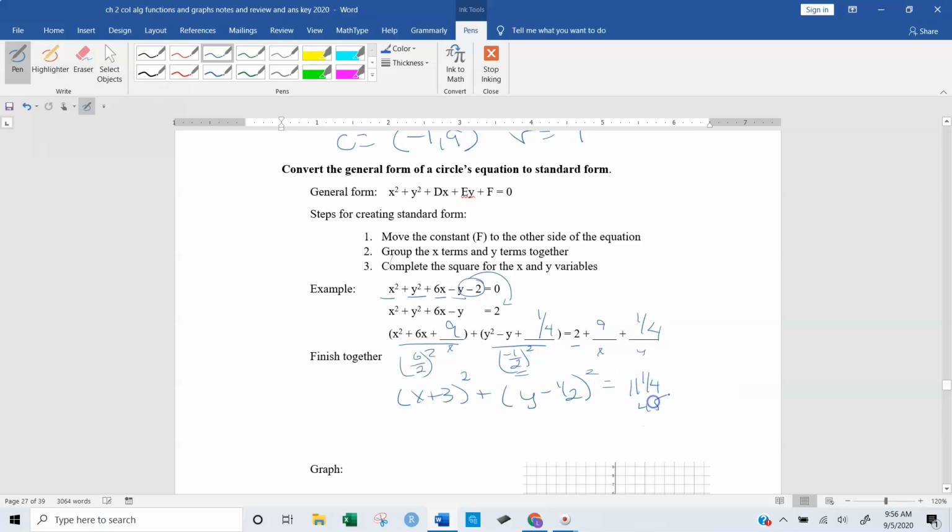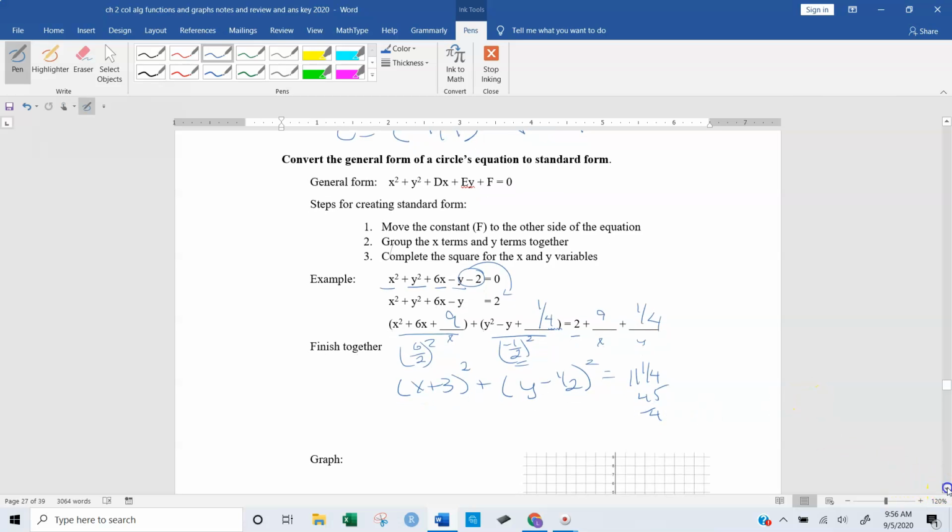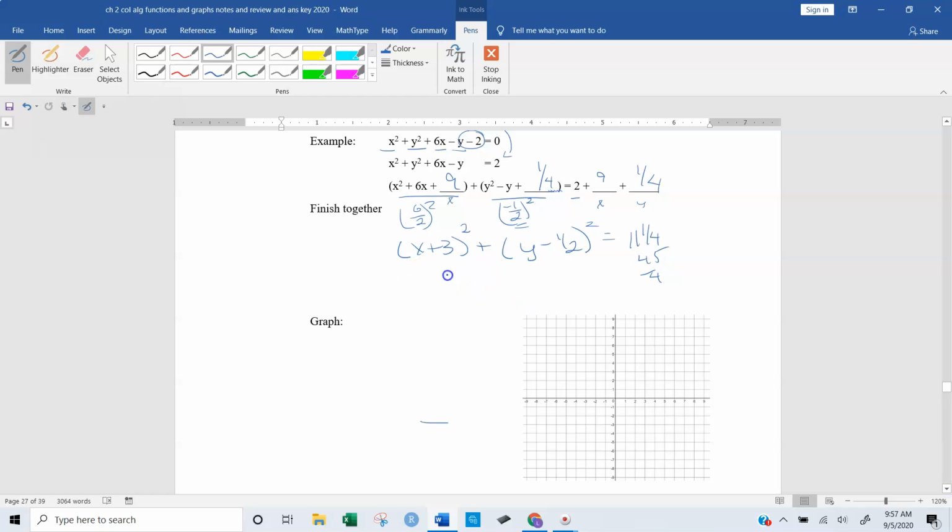or 45/4. All right, when we go to graph that, I can now find my center, opposite signs of these. So I know my center is -3, 1/2. And then I know my radius is the square root of 45/4. I would actually just plug that in my calculator. I think it is close to 1. So that turned out to be 1.7.